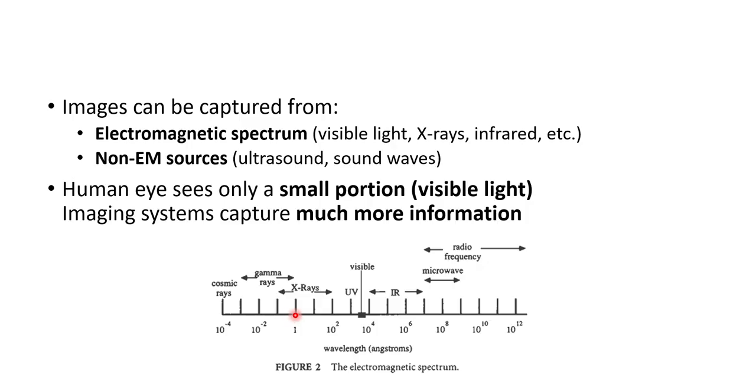Now, x-rays are also formed, by some other means. Then there are cosmic rays, which help form other kinds of images, and microwaves and radio frequency. This is the electromagnetic spectrum. The human eye can see only a small portion, but different imaging systems, like x-ray imaging systems and others, help capture more information.